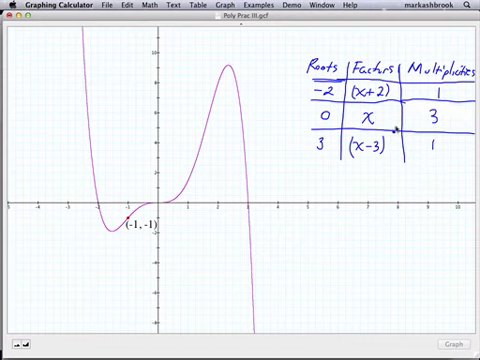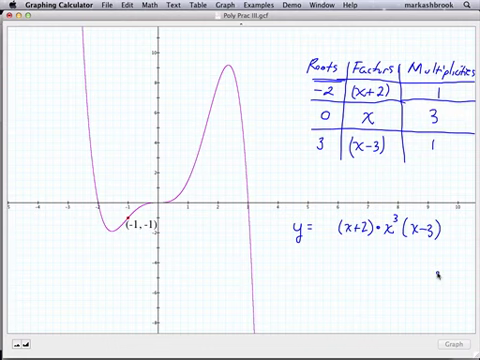All right. So now we can get a starting point for building this function. It'll be y equals a times x plus 2 to the 1 times x to the third times x minus 3 to the first. Is there only one function that has all those qualities? No, there are many, because we could put any real number out there for a, and everything we've talked about so far remains intact. So we need to figure out what that number is.